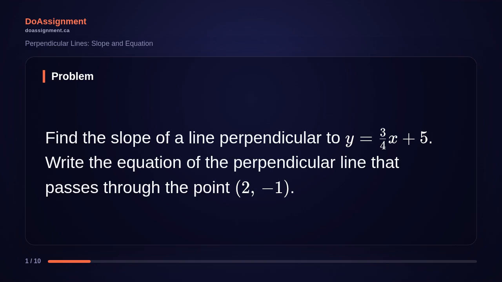Find the slope of a line perpendicular to y equals 3/4 x plus 5. Write the equation of the perpendicular line that passes through the point 2, -1. Now, let us work through the solution step by step.